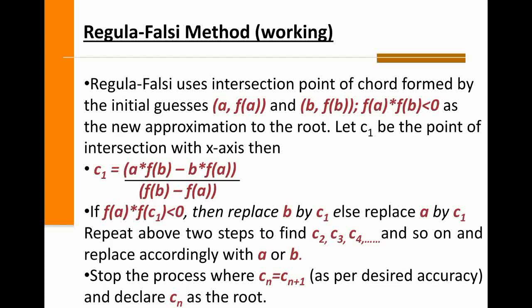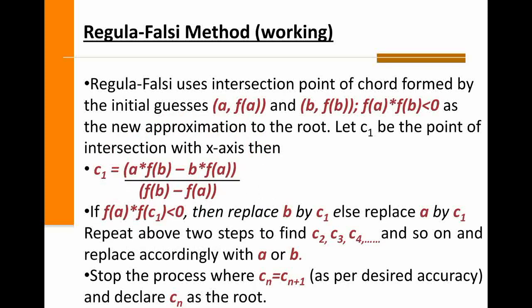Suppose a to b is my bracket. Then the points (a, f(a)) and (b, f(b)), we will evaluate one chord between these two points, right? So this chord intersects the x-axis. The point is called the new approximation. Suppose c1 is the point at which the chord cuts the x-axis, then the value of c1 will be (a into f(b) minus b into f(a)) over (f(b) minus f(a)). I will show in the next slide how we can obtain this, right?